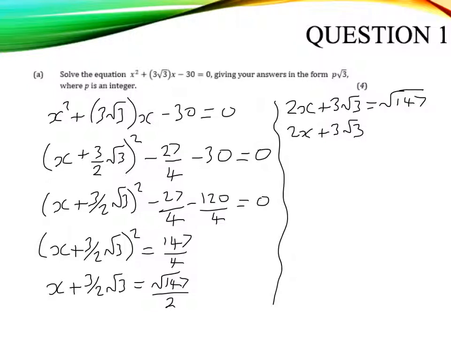oh wow, I just realised I've made a small error here, so I'm just going through this. Remember when we're square rooting, we need the positive and negative. I've forgotten to put it in, I'll just do it now. There we go.